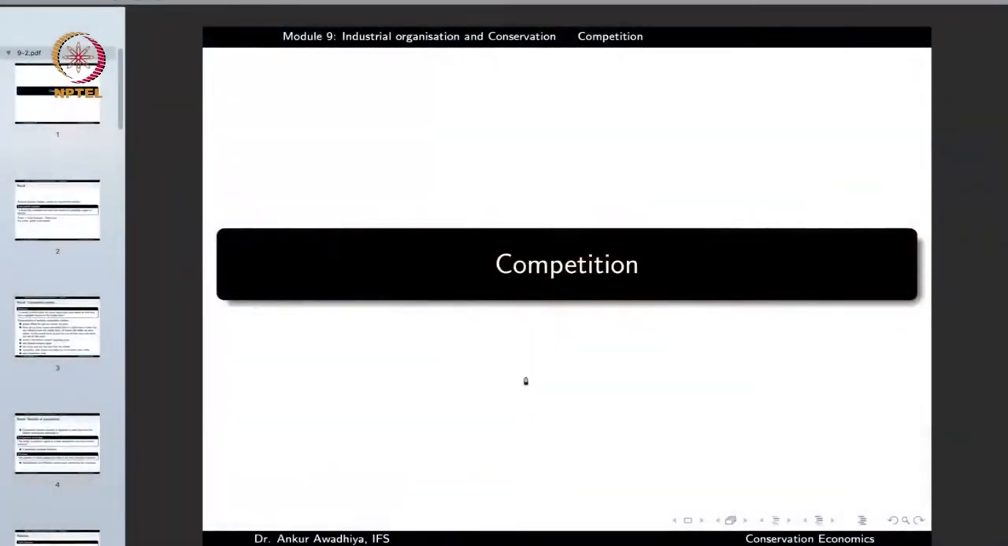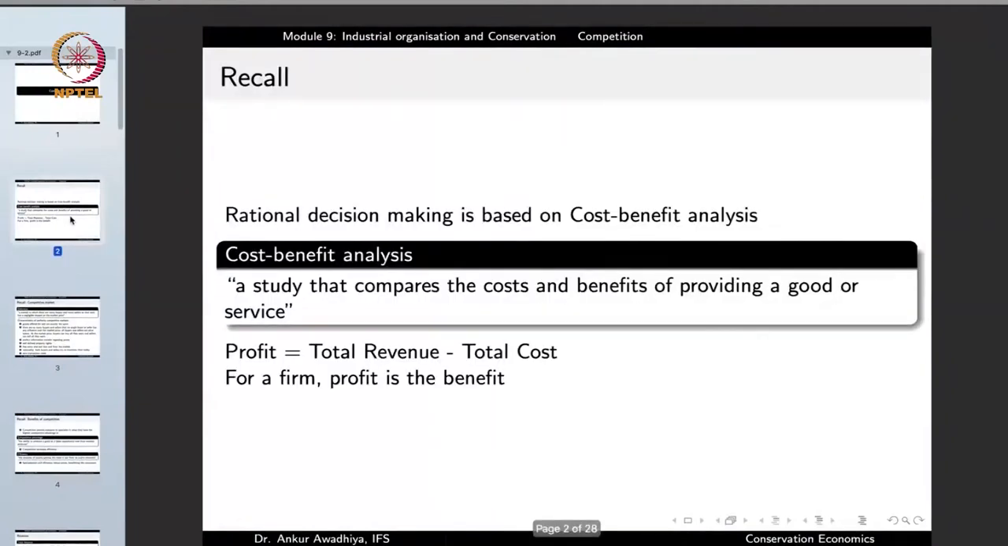Namaste. We move forward with our discussion on industrial organization and conservation, and in this lecture we shall have a look at competition. So we begin with a recall.